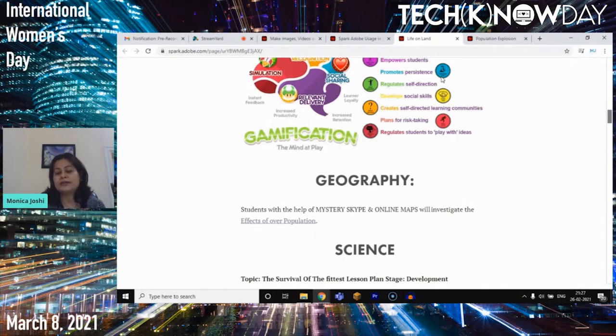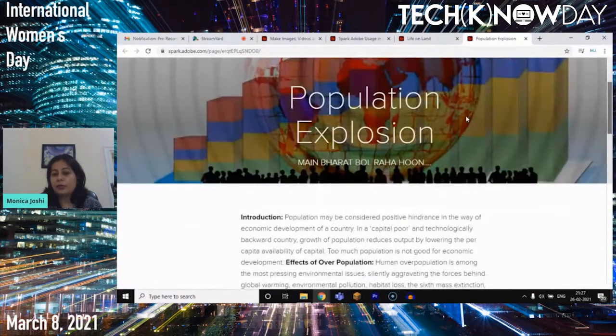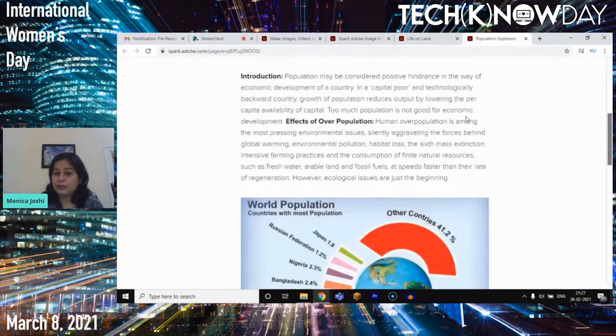Just go and investigate. So children had the mystery sky amongst two countries to find out the reasons, and we gave it as a project-based learning task to the students. And this is what children came up with, on why there is a population explosion. This is the case study which the children worked on by collaborating amongst different countries.